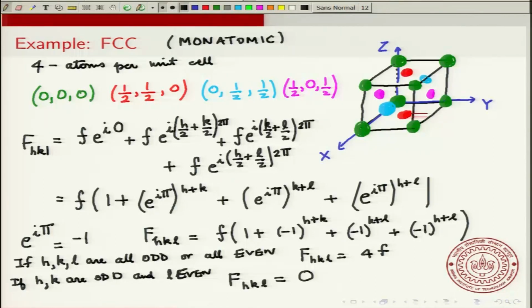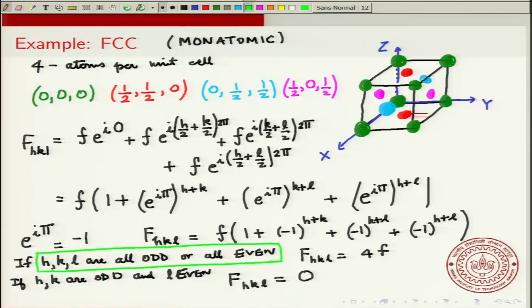Okay. So, basically what you will find is that the condition for observing the peaks is that h, k, L should be all odd or all even. Okay. This is the condition for observing the peak in the diffraction pattern. So, even though you may be satisfying Bragg's law, okay, the peaks for values of h, k, L which are not all odd or all even will not show up in the X-ray diffraction pattern.